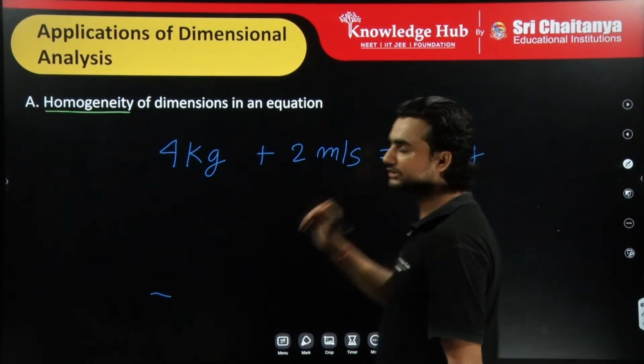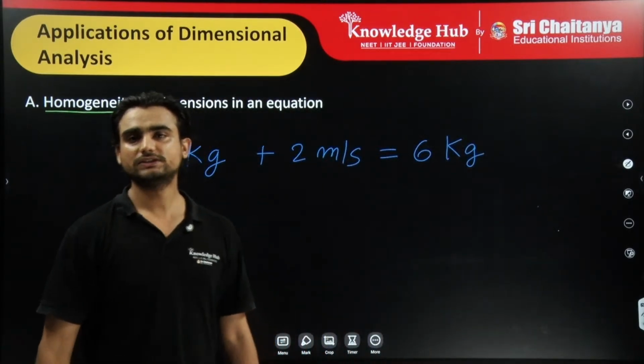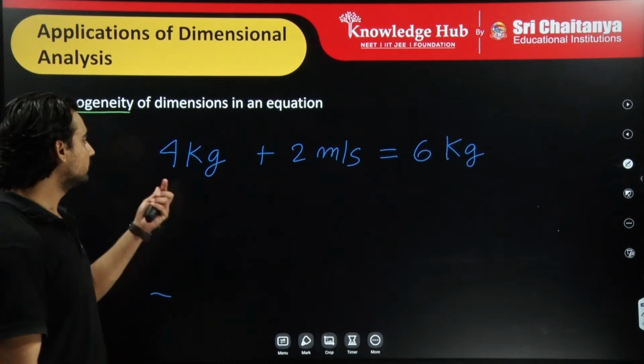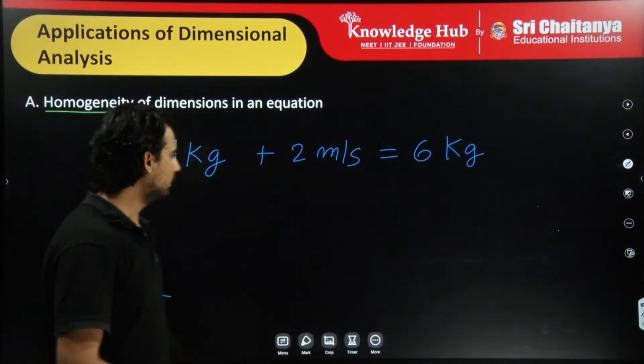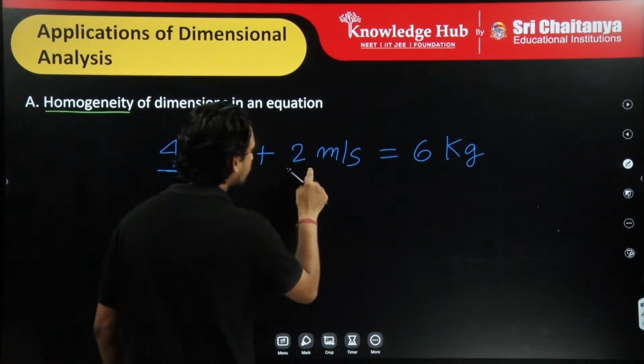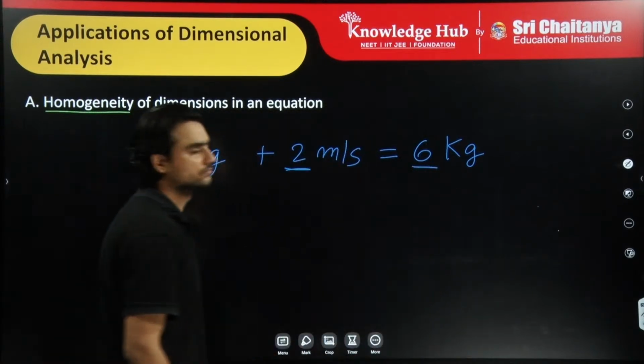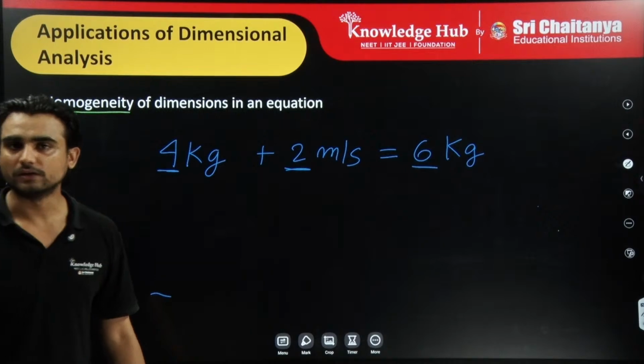Will this rice become 6 kg? Your answer will be no, right? The rice will remain 4 kg. But 4 plus 2 should become 6, right? So what is the problem here?